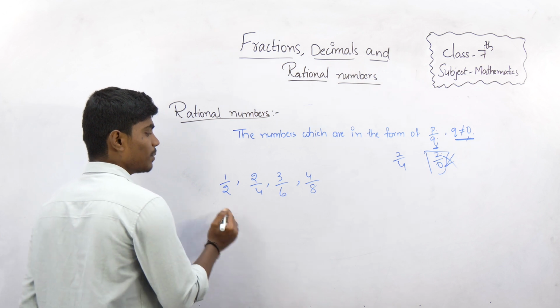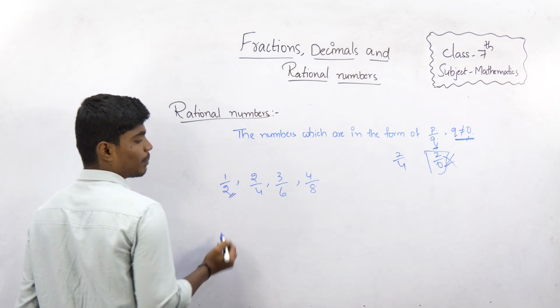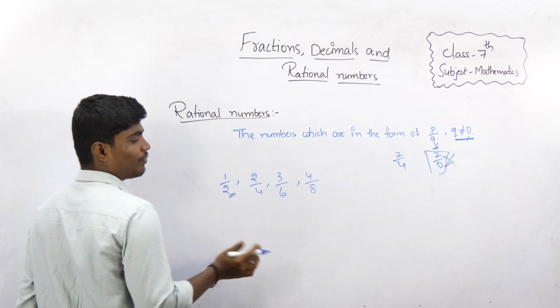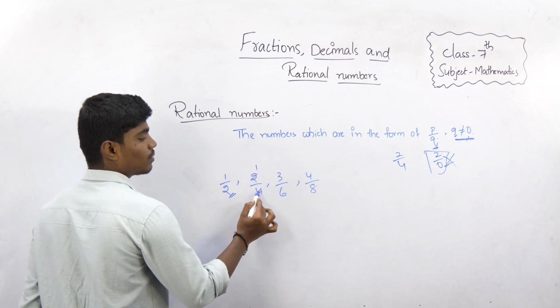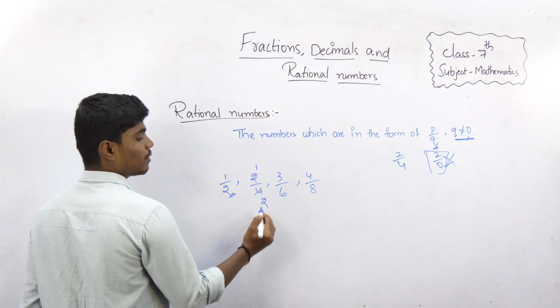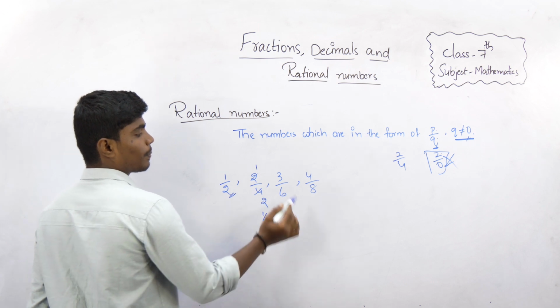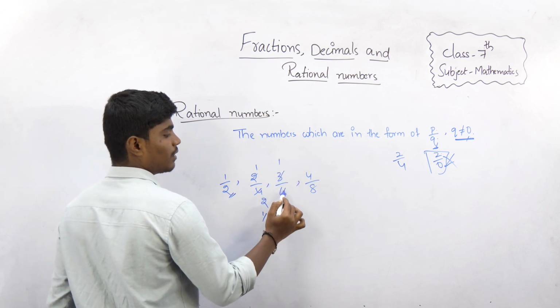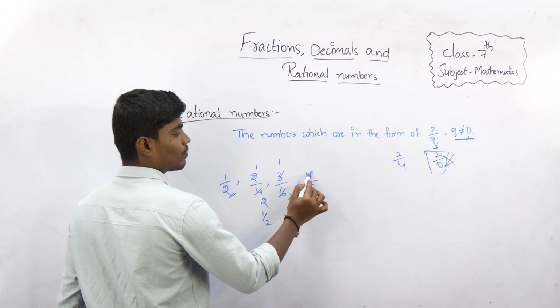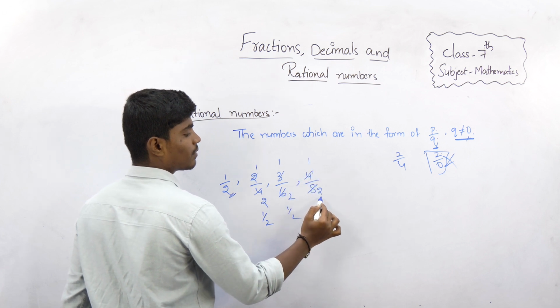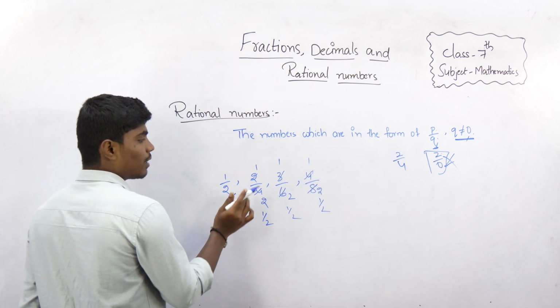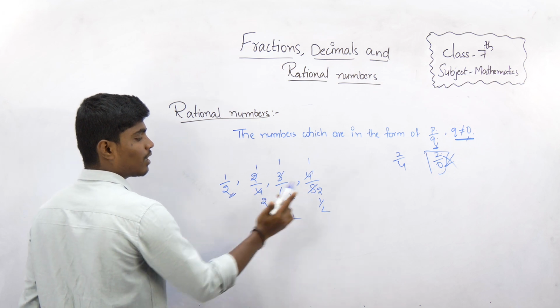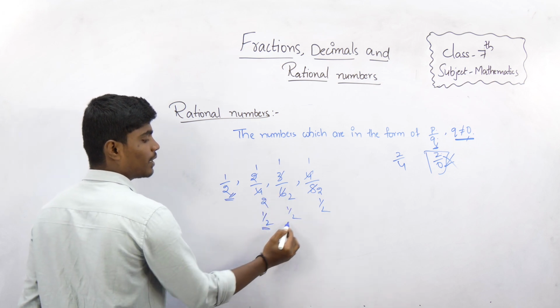Now here, if you observe, the first one is 1 by 2. In the second number, if we simplify, 2 1s are 2, 2 2s are 4. Here the second number is 1 by 2. Here 3 1s are 3, 3 2s are 6, 1 by 2. 4 1s are 4, 4 2s are 8. Here also 1 by 2. After simplifying, there is a common answer which is 1 by 2.